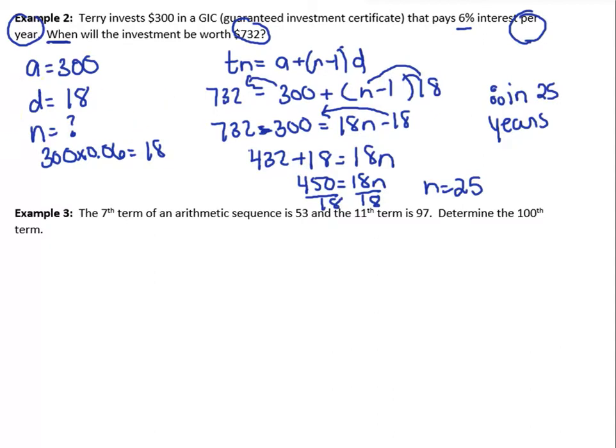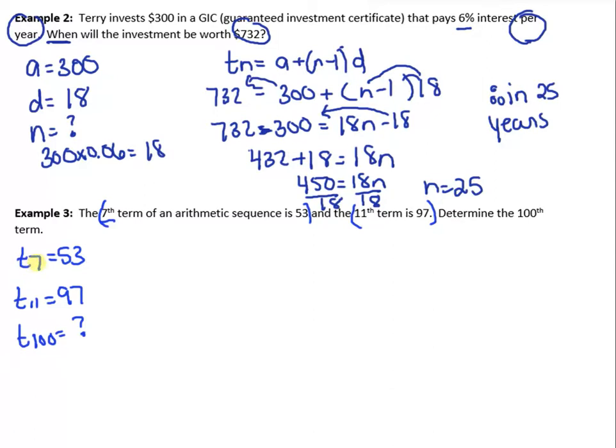Okay, and the last question. The 7th term in an arithmetic sequence is 53, and the 11th term is 97. Before we even continue, we have to be able to recognize that these two pieces of information are grouped, and so are these two. So we know that T7 equals 53, and also T11 equals 97. Okay, determine the 100th term. So we need to find T100, and we want to know how much that term is worth.